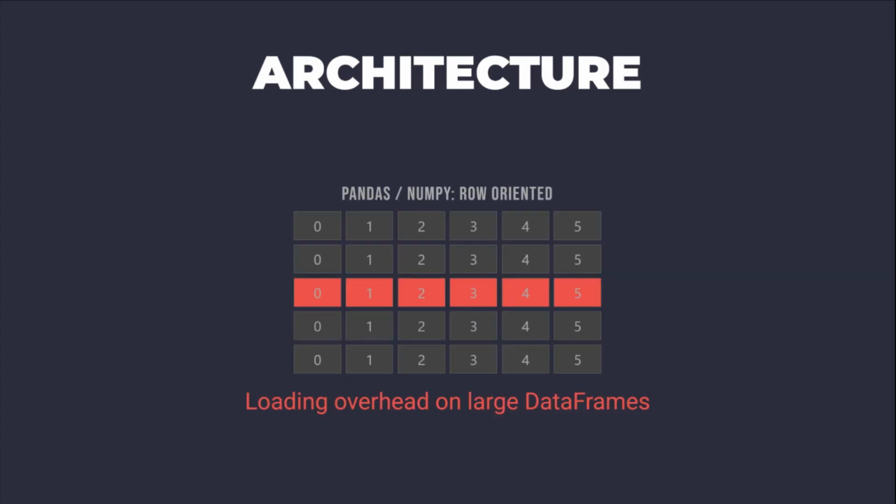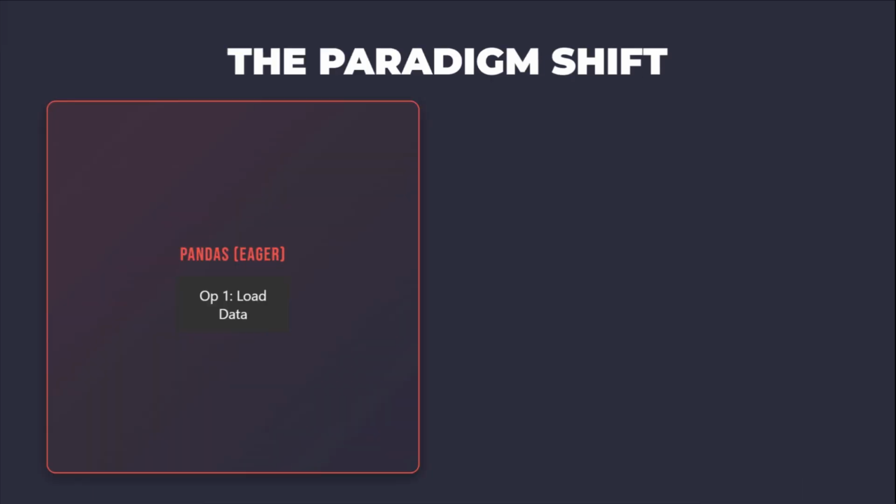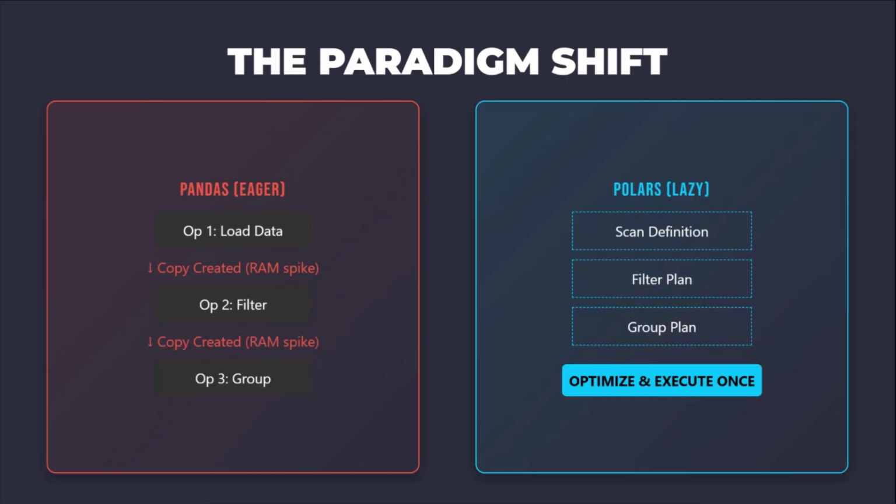Rust. Pandas uses NumPy arrays, which are row-oriented and struggle with memory allocation overhead on large data frames. Polars leverages memory mapping and zero-copy reads, eliminating the need to load the entire dataset into contiguous memory up front. This fundamental architectural difference is the key to solving system bottlenecks in data pipelines exceeding 5 GB. We immediately transition to the syntax required for this critical shift.